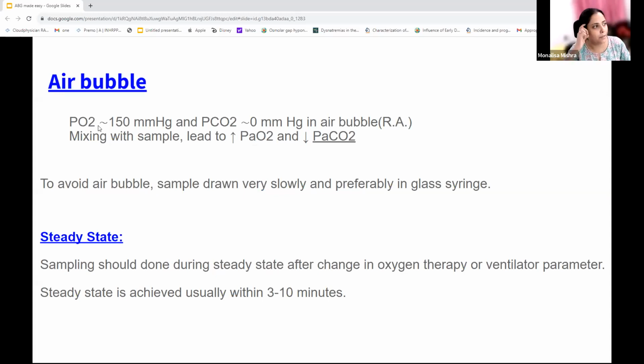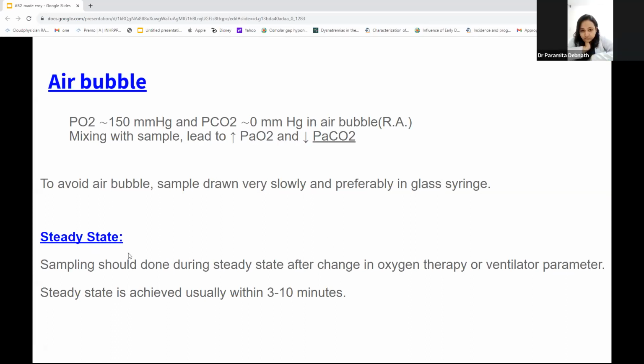And what about an air bubble? So if there is an air bubble, then what happens is, it leads to increase in PO2 and decrease in PCO2. This is what you have to remember. So how do you avoid an air bubble? You have to draw the sample very slowly and preferably in a glass syringe.